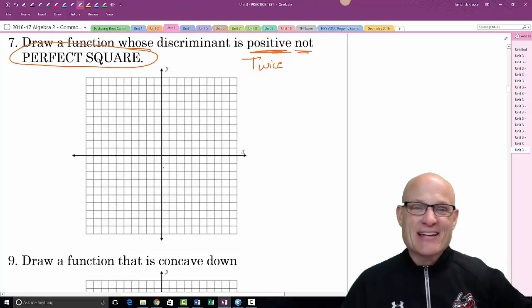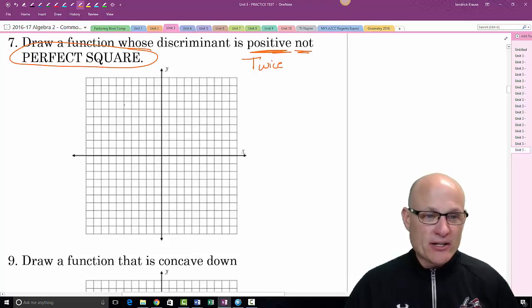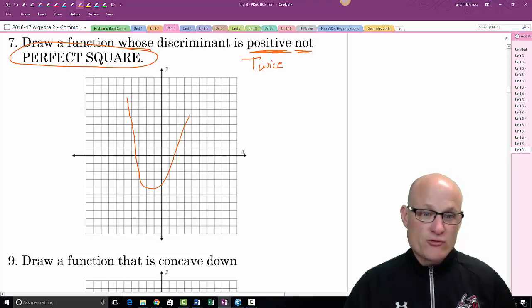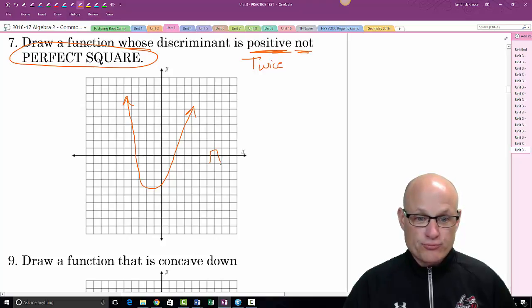So that means I'm going to hit at 2 not nice points. So I'm not even going to try. I'm just going to hit it twice. But I want to try to make sure that I go in between points. So I just draw something that looks like that. You know, if you want to, you can draw something that looks like this.